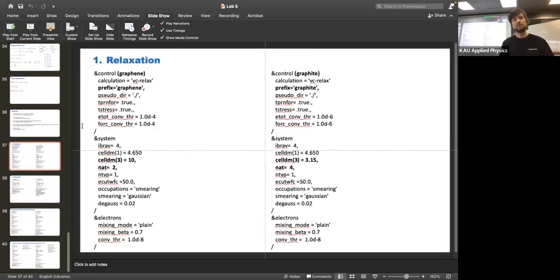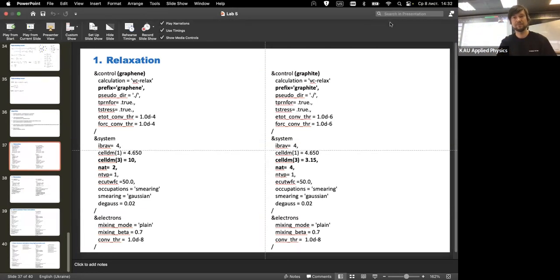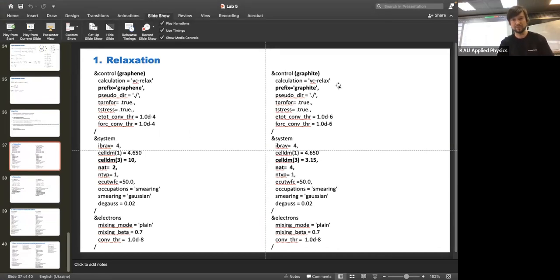What will be the differences between graphene and graphite? So last time we used graphite. Here to the right are the graphite input file and the graphene input file. The difference is not so huge, but rather crucial. Okay, this prefix is not important.